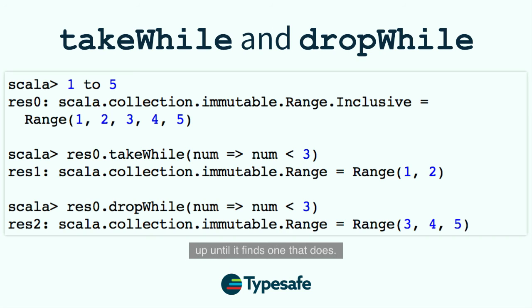If I use drop while, it's going to remove those that do not meet this predicate up until it finds one that does. And in this case, I say the numbers have to be greater than 3 because I'm making the assertion to drop everything until I find a value that is not less than 3. And in this case, I end up with a range of 3, 4, 5.